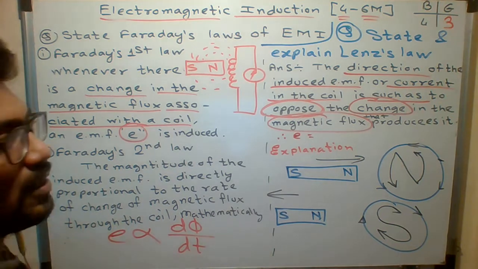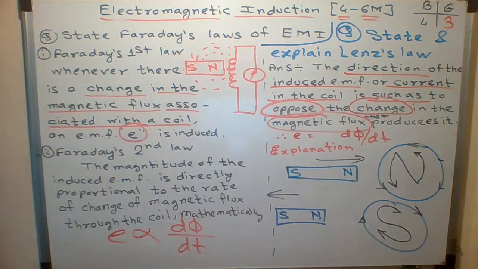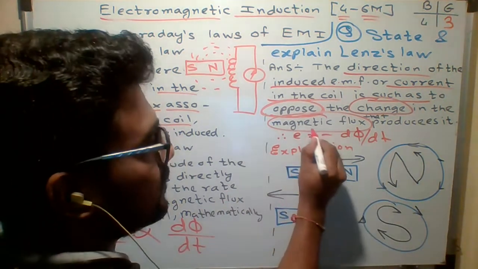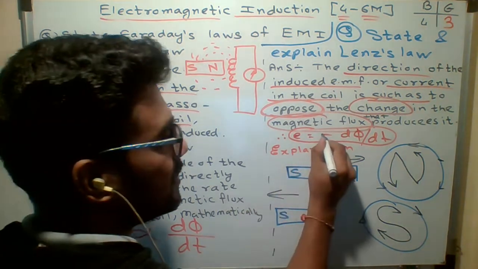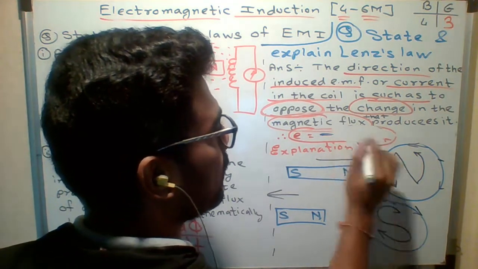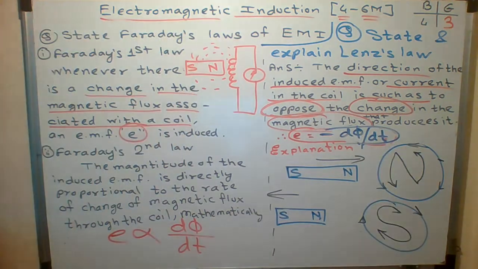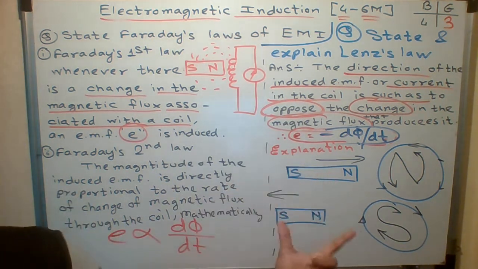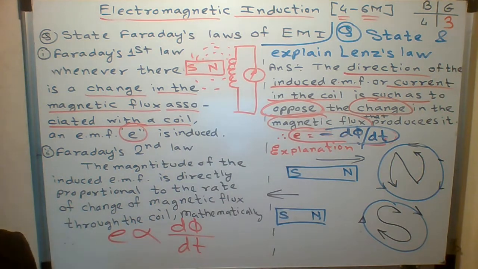And what is the formula of E? According to Faraday's law, E is d phi by dt, but it opposes, so that's why it is minus. So students, Lenz's law states that E is minus d phi by dt. Remember this formula. Why minus? Because according to Lenz's law, whenever EMF or current is induced due to movement of the magnet, it opposes the change in magnetic flux. Hope you understood Faraday's first law, second law, and Lenz's law.